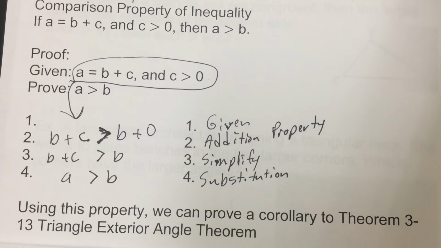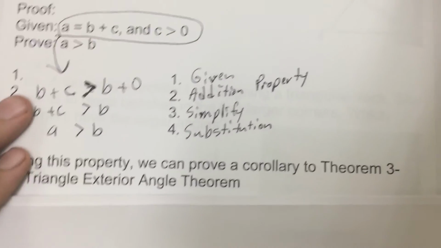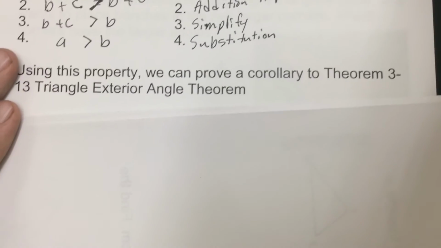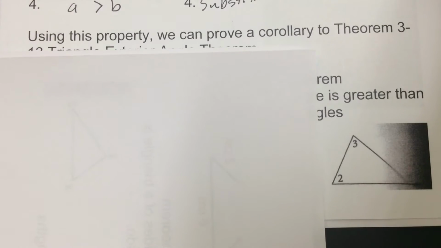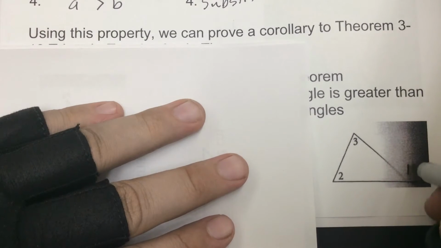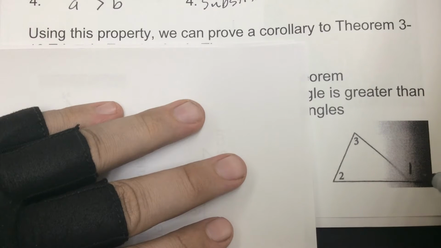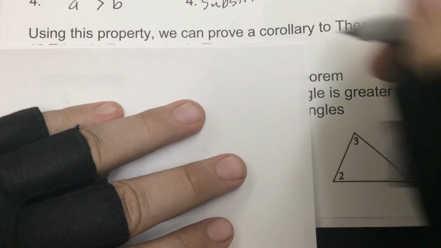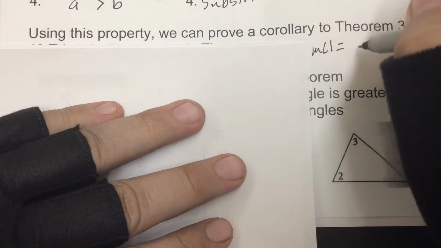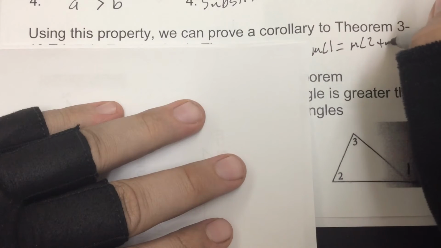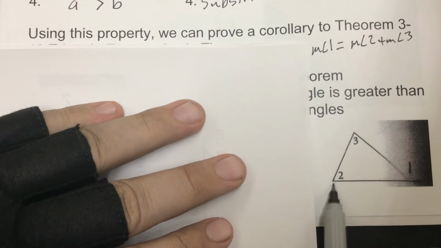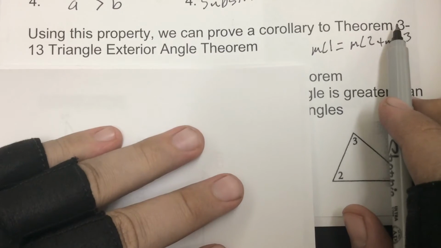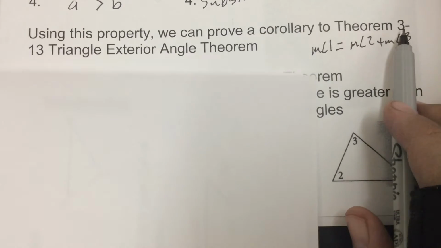Now, using this property, we can add on a corollary to theorem 313, the triangle exterior angle theorem, which if we look at a triangle exterior angle here, so if this here is one that you can kind of see there, this exterior angle, so the measure of angle 1 would equal the measure of angle 2 plus the measure of angle 3. So the outside angle here would be equal to the 2 inside angles away from it added together. That's what theorem 313 is saying. That's that triangle exterior angle theorem.